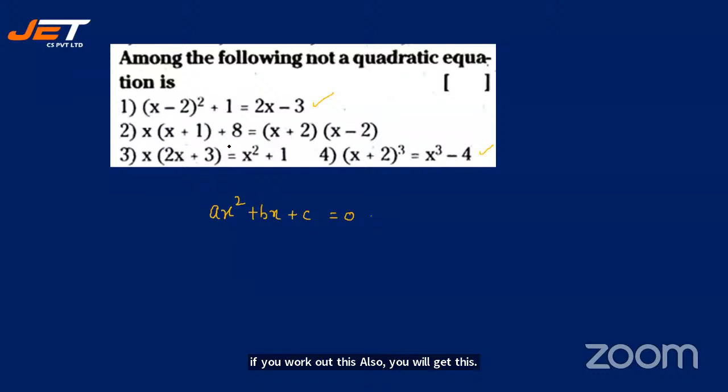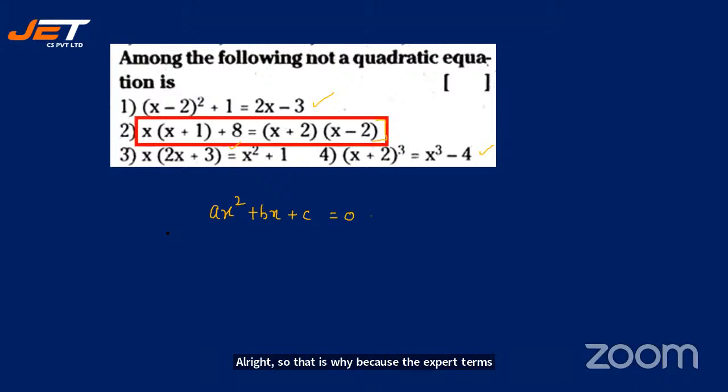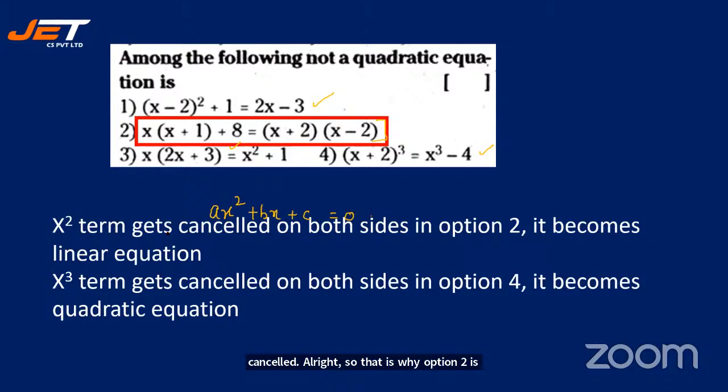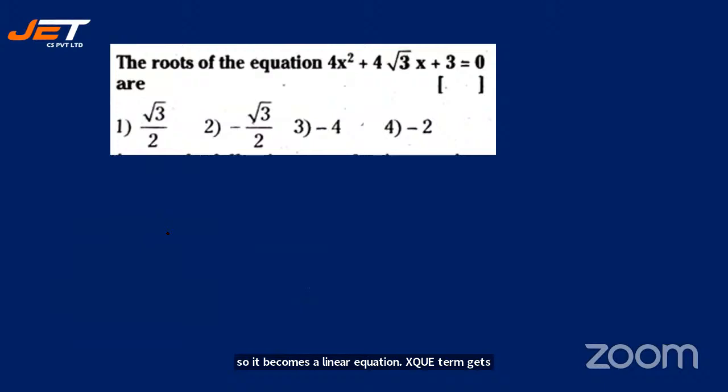And even this you will get ax square plus bx plus c. But this is the only one, if you solve it, you will not get it in the form of ax square plus bx plus c. All right, students. So that is why, because the x squared term gets cancelled. So that is why option 2 is the correct answer. X squared term gets cancelled on both sides in option 2, so it becomes a linear equation. X cube term gets cancelled on both sides in option 4 and it becomes a quadratic equation. All right. Yes, with this, let's move on to the next question.